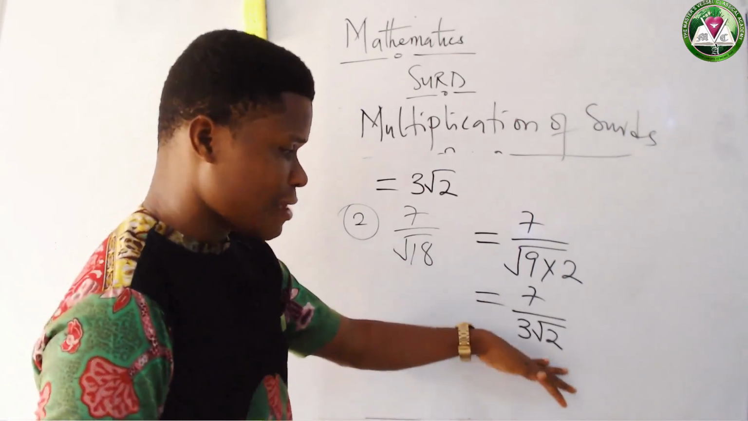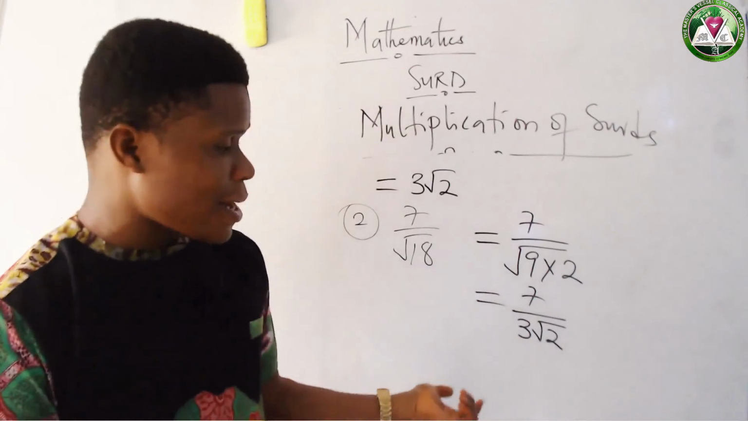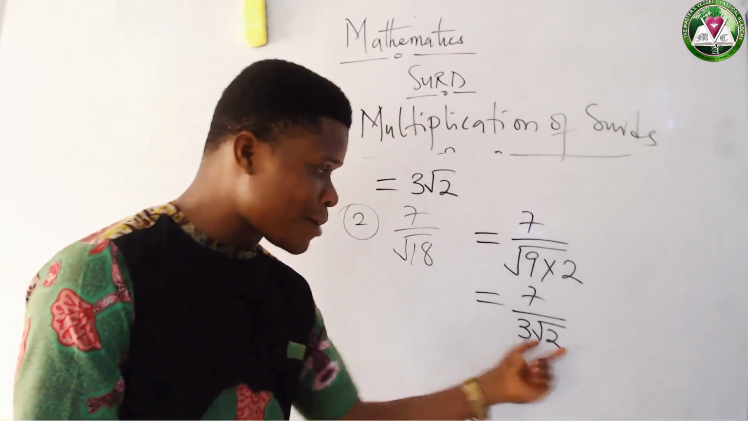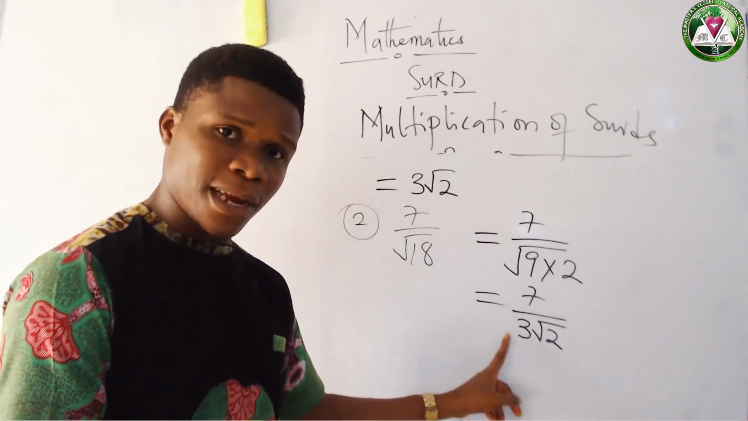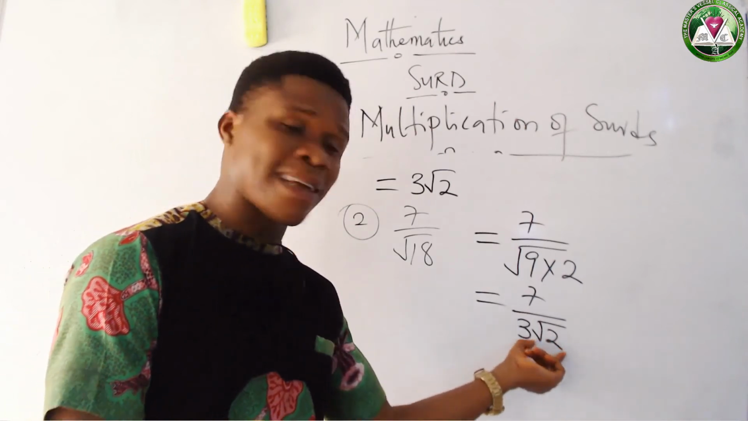Now I've got this. What's the next thing to do? You rationalize. So how do we rationalize? We need to remove this square root from 2. 2 has a square root, 3 doesn't have a square root, so pay attention. There's no square root in this 3. It's with 2. Okay, so I need to remove the square root that is staying with 2.